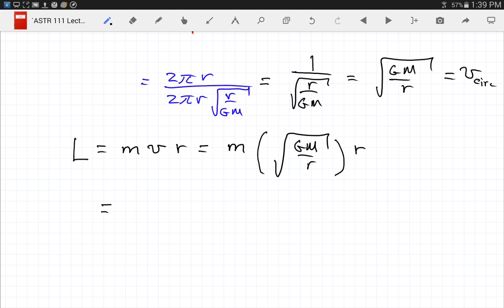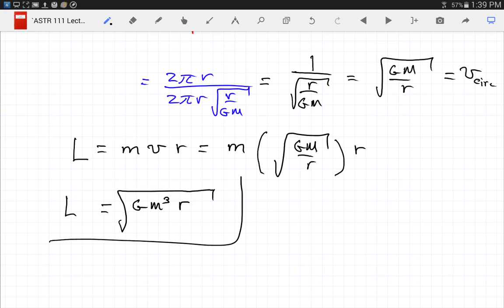And now I'm going to bring everything into my square root. So that's going to be square root. When m goes in, it becomes m squared. M squared times m is, tell me, m cubed. So that's going to be square root of G m cubed. And then I had r. When it comes in, it'll be r squared. R squared divided by r, r. And so that's my equation for angular momentum as a function of radius.